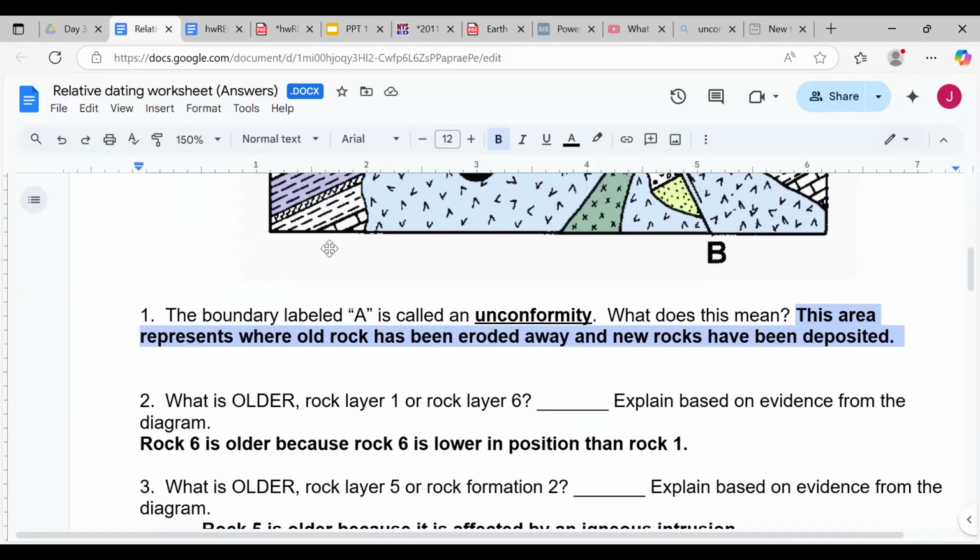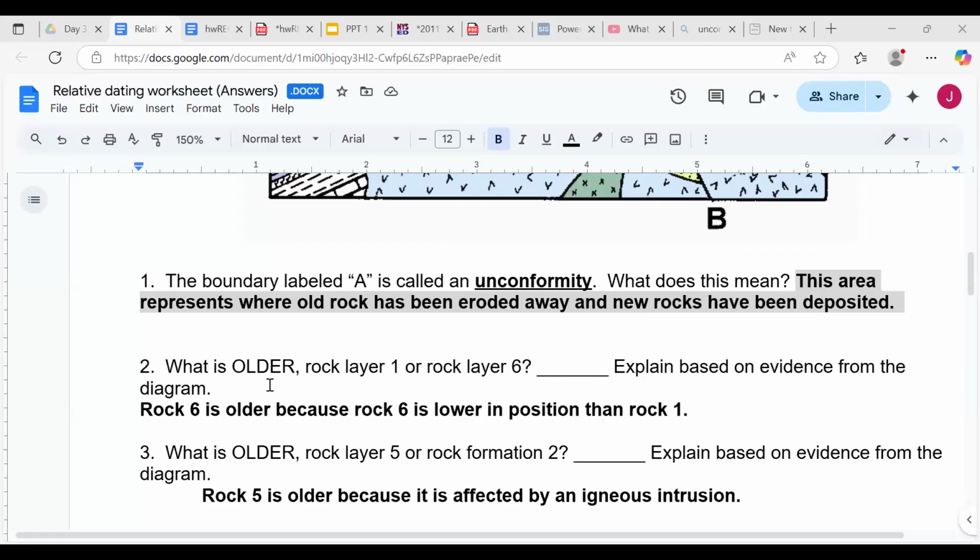Rock six is older because rock six is in a lower position than rock one. All right, we're going to look at number three. What is older, rock layer five or rock formation two?